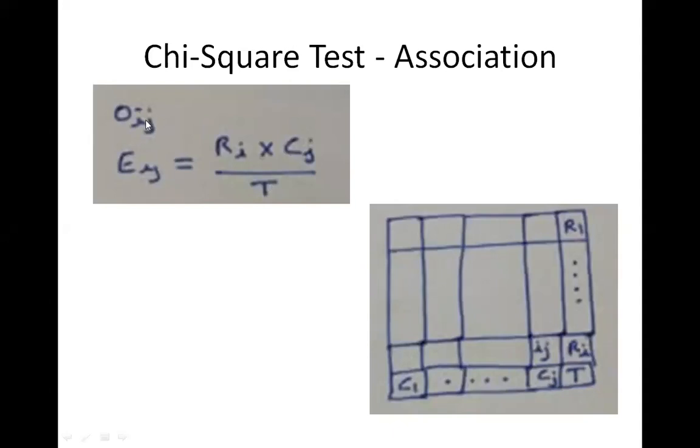So, to execute the chi-square, you will be provided with the observed frequencies. You need to calculate the expected frequencies. So the expected frequency of a particular cell, let us say cell number ij, is equal to Ri multiplied by Cj divided by the grand total. So this is how you calculate the expected frequency of this particular cell.